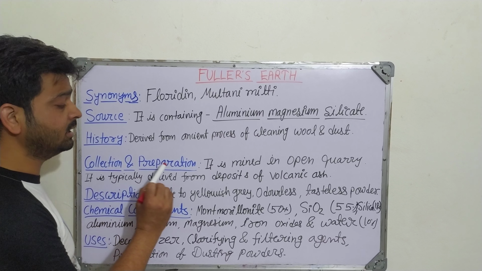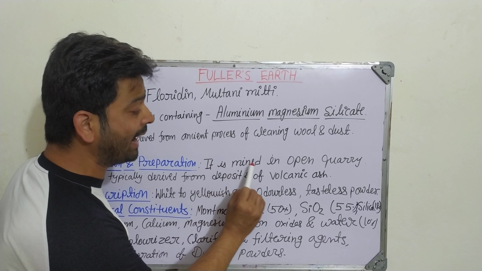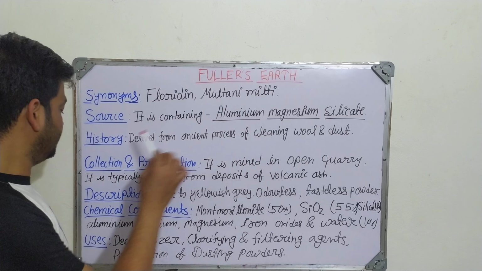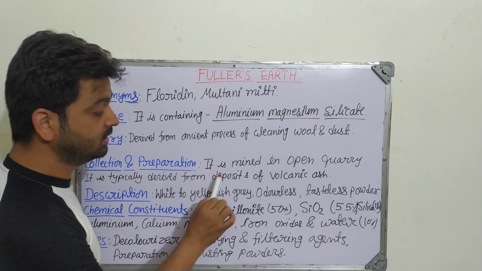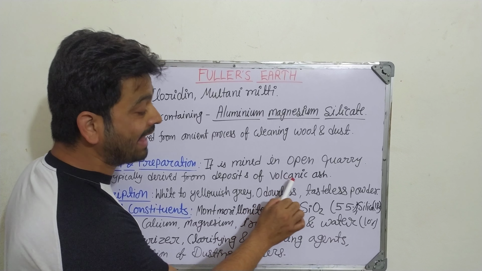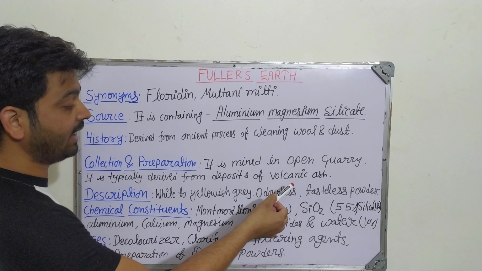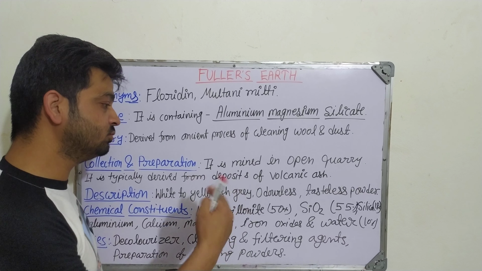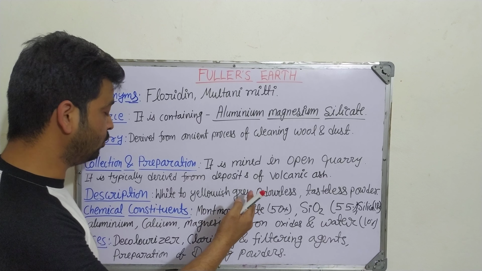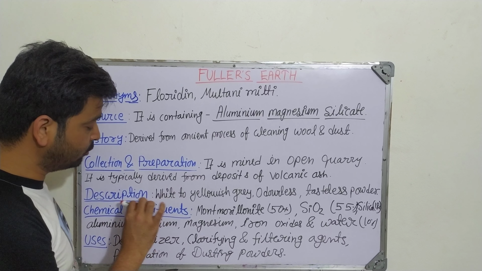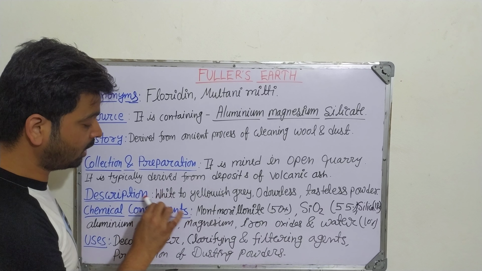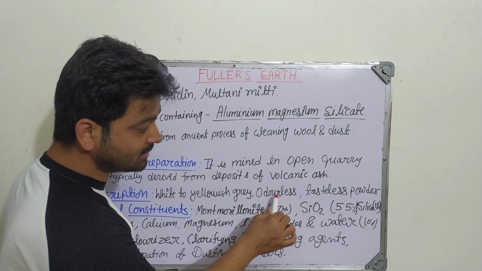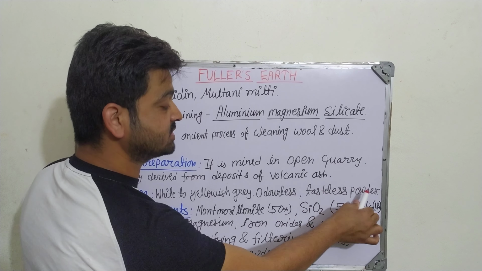Coming to the collection and preparation, it is mined in open quarries, just like bentonite. It is typically derived from deposits of volcanic ash, right? All sands are not multani sands, so it can be identified at particular locations. When we get the multani mitti or fuller's earth, how does it look? It is white to yellowish gray in color, odorless, and a tasteless powder, right?